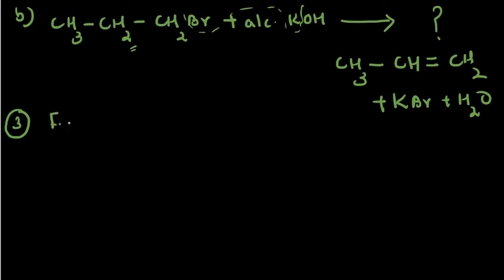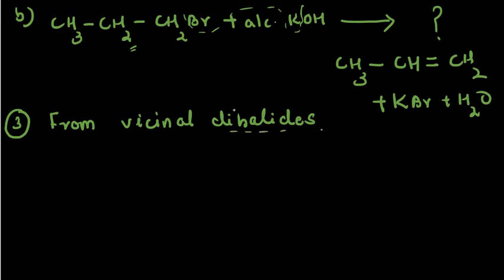Now moving on to our third method of preparation for alkenes. It is from vicinal dihalides. Now what do you mean by dihalides? Dihalides are those in which there will be what? There will be 2 halogen atoms. And when we are saying vicinal dihalides, they are the dihalides in which the halogens are present on adjacent sides.